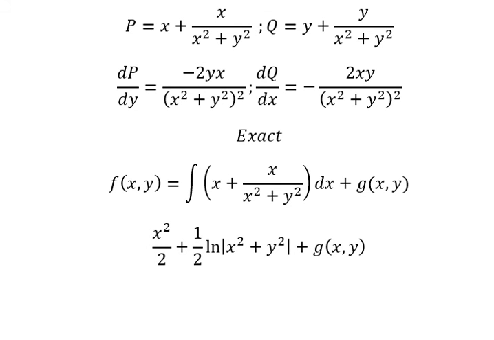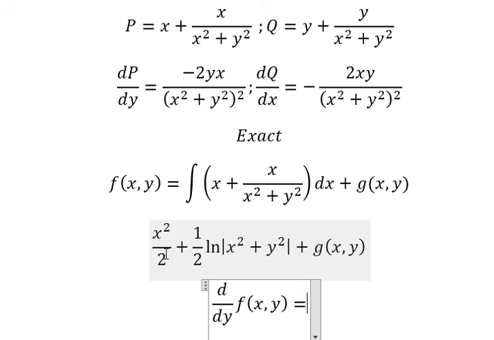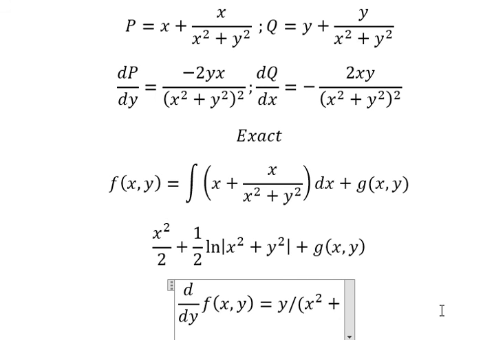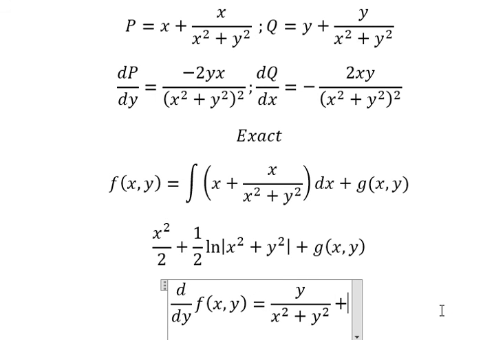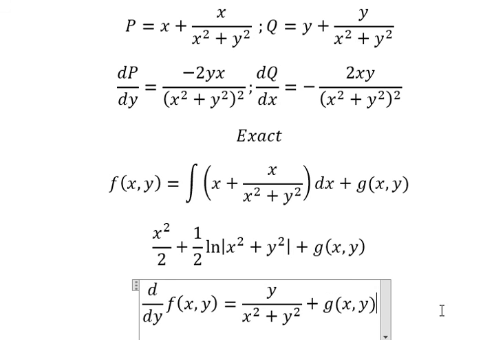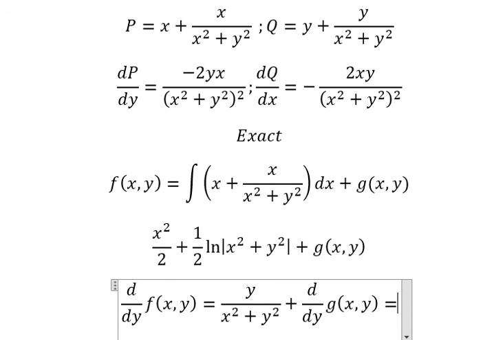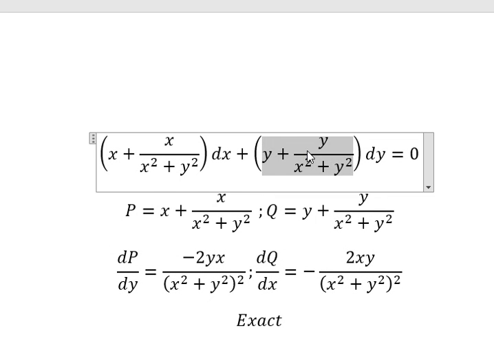Next, we need to do first the derivative of the function with respect to y for the both sides. So first derivative of this one, you got about 0. First derivative of this one, we will have y over x squared plus y squared. And we have g'(y). And this is about d over dy. And we know that this one is equals to this one in here.